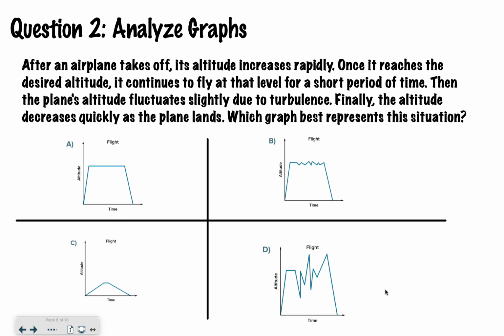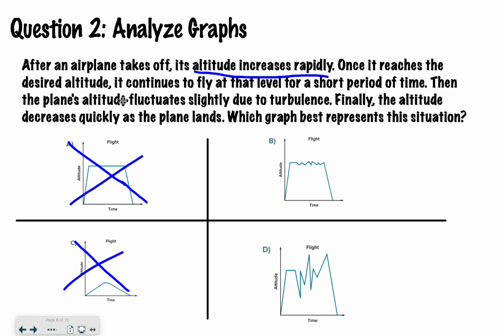All right, so hopefully you read this and you said, okay, altitude increases rapidly. Letter C, not really going up all that fast. It's more of a gradual. But A, B, and D, those are all pretty rapid. Once it reaches the desired altitude, it continues to fly at that level for a short period of time. Okay, so letter A, it goes up and it just stays, right? That's not a short period of time. But if we look at B and D, those both level off a little bit.